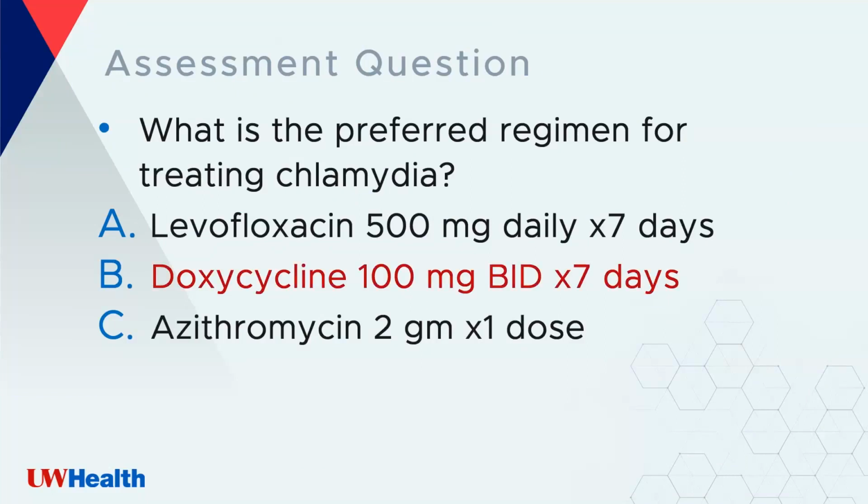Awesome. I see lots of B's in the chat, so that is correct. So this is the big change to the guideline. Doxycycline is going to be our first go-to agent for most patients. Depending on the circumstances, there may be a few exceptions to that rule.